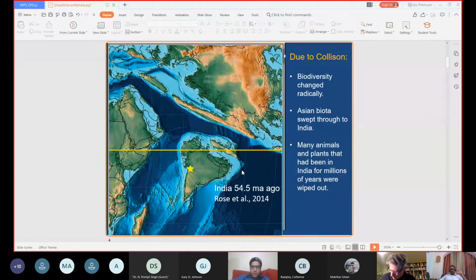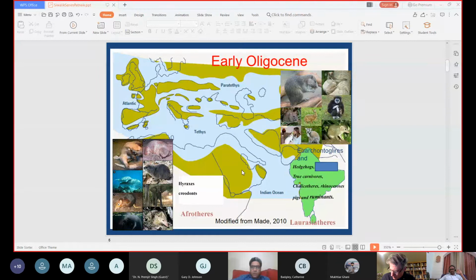So by early Oligocene, you have a kind of division in a way, where you have the Laurasiatheres and the Euarchontoglires, that includes rodents, lagomorphs, primates. And then on the other side, you have the Afrotheres, which included elephants and hyraxes and creodonts, aardvarks.